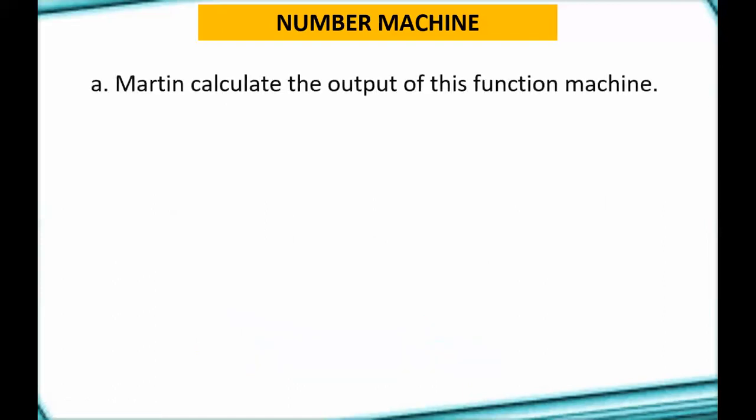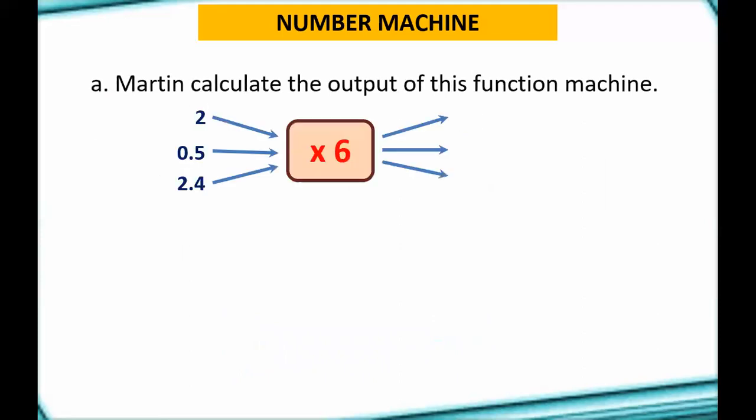Okay, so another example. Martin calculates the output of this function machine. So if we are using this rule with all these numbers, these are the sequence 2, 0.5, 2.4. So each time we are going to multiply by 6. 2 times 6, the output or the result, is 12. 0.5 times 6 is 3. Okay, 2.4 times 6 equals 14.4.